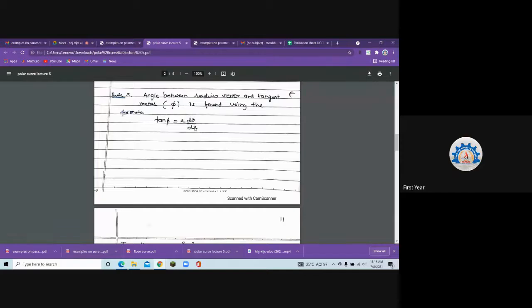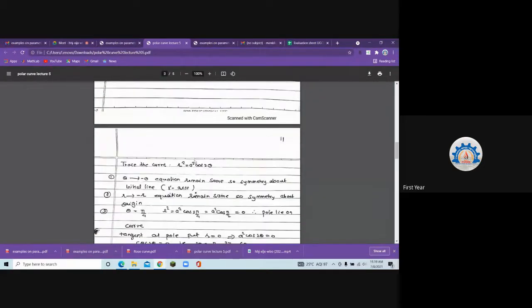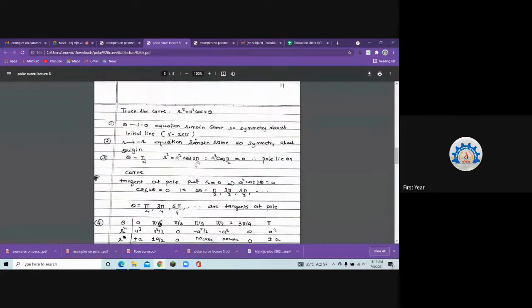Okay, ma'am, got it. Okay. So now let's go to an example. Okay, fine. We have to trace the curve, r square is equal to a square cos 2 theta.